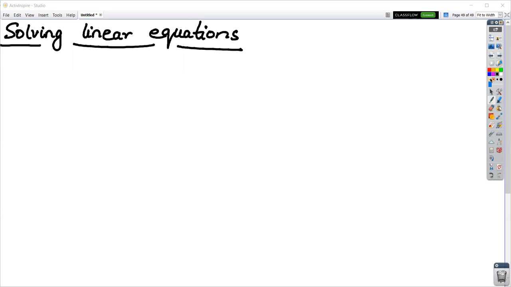Hi there, in this video we are learning how to solve linear equations. So to begin with the very simplest one, we are having 3y equals 18. Before we do how to solve linear equations, I'm going to introduce the inverse of each operation.